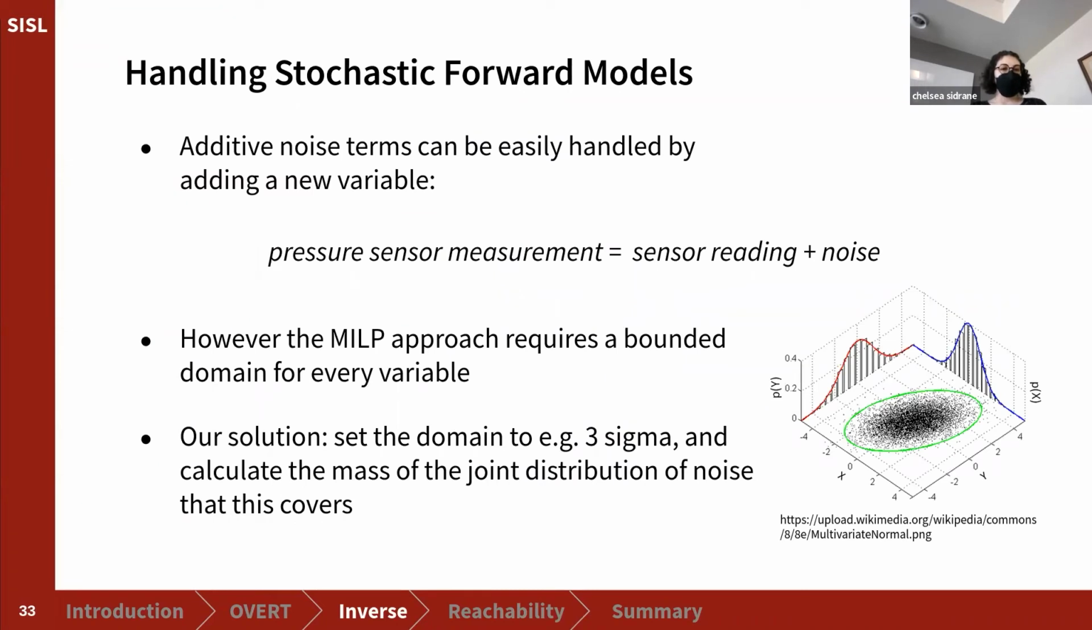So speaking of stochasticity, how do we handle it? Well, additive noise terms can be handled by adding an additional variable to the mixed integer program, but the mixed integer program requires a bounded domain for every variable. Our solution is to set the domain to, for example, 3 sigma, and calculate the mass of the joint distribution of noise that this covers. We can then say that the property holds, for example, if we have 2 independent variables with Gaussian noise at 3 sigma levels, this corresponds to 99.46% of the joint distribution.